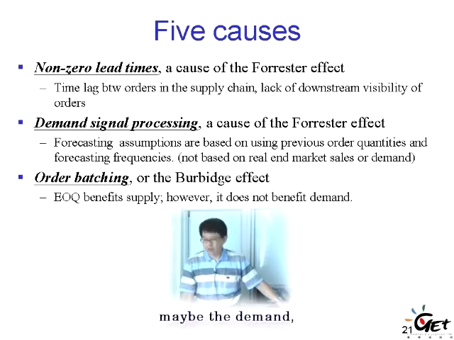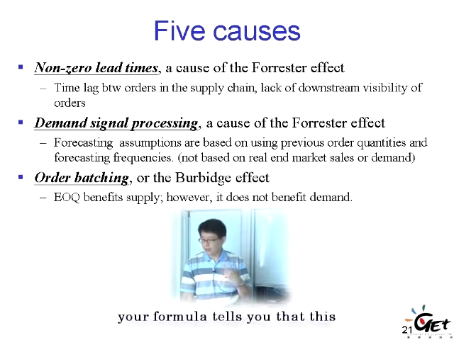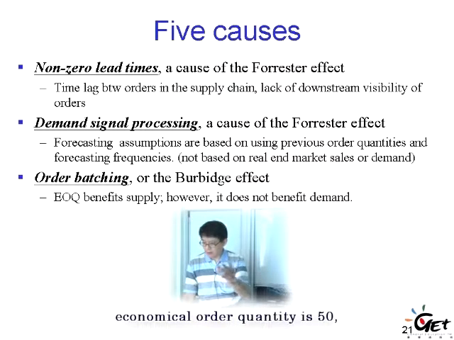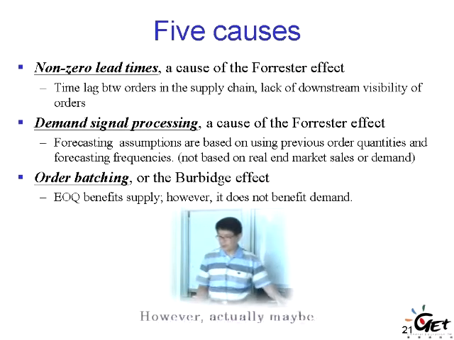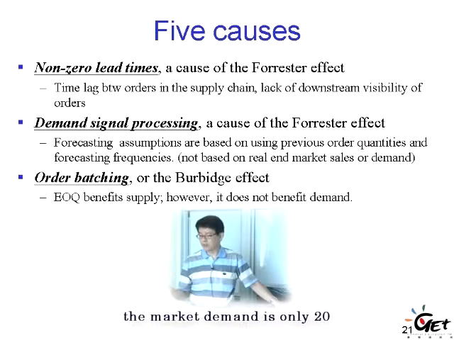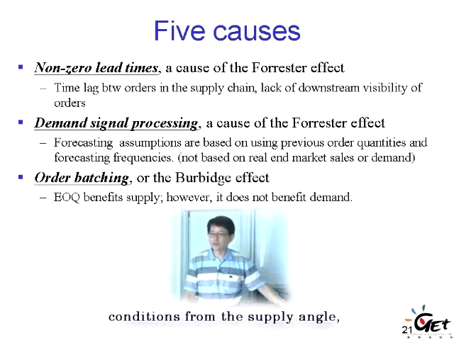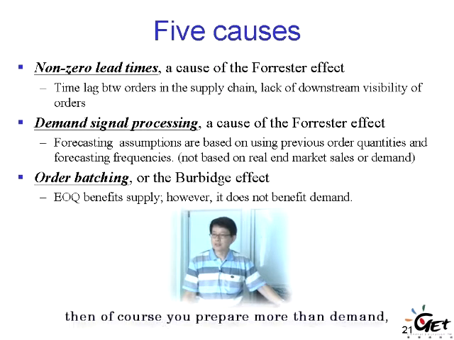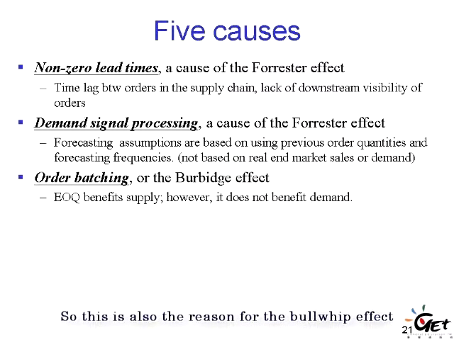That means maybe the demand is only 20 units. However, your formula tells you that the economic order quantity is 50, so you have to place an order of 50. However, actually, maybe the market demand is only 20, because you make this decision according to the conditions from the supply angle. Then, of course, you will prepare more than the demand. Okay, so this is also a reason for the bullwhip effect.